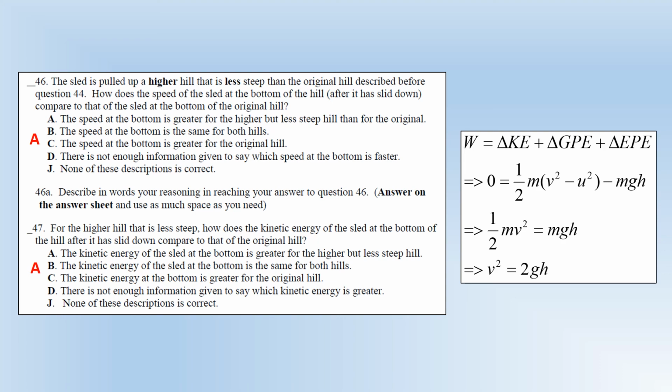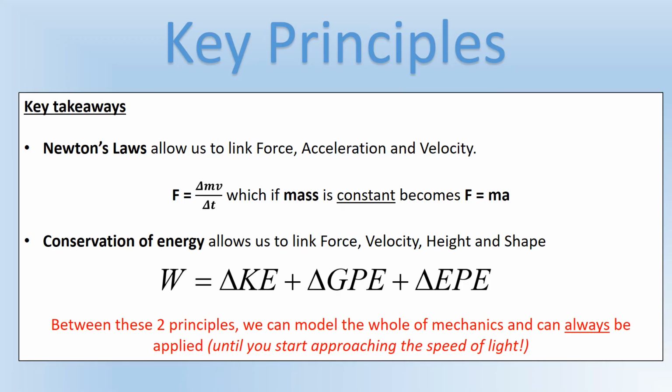Okay, so that concludes this video. So I just want to summarize what we've looked at. Newton's laws are for when we're trying to link force, acceleration, and velocity. Conservation of energy that we've just seen is when we're trying to link the force, the velocity, height, and shape of the objects. And between these two principles, we can solve pretty much anything in mechanics, whether it's lower sixth, upper sixth, or getting into degree level stuff. We can solve it all using these two principles here. As long as we're not approaching the speed of light, then this stuff goes a bit weird.